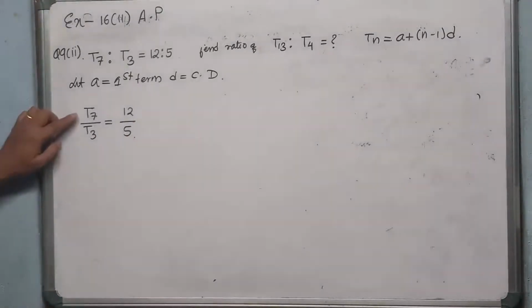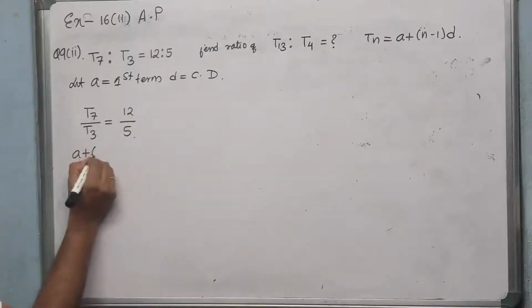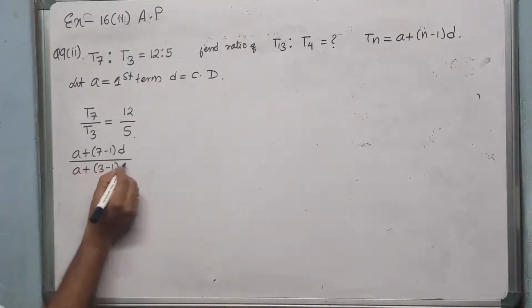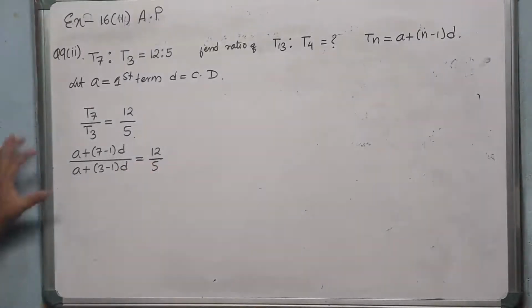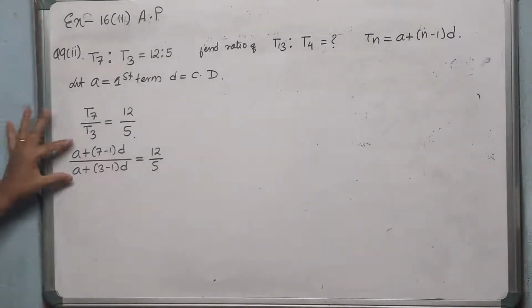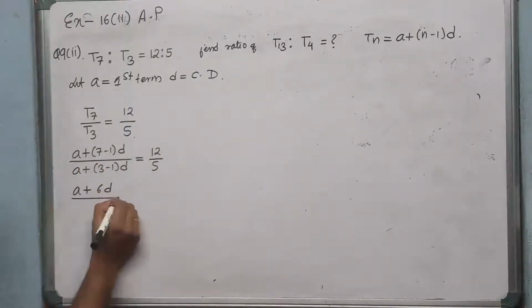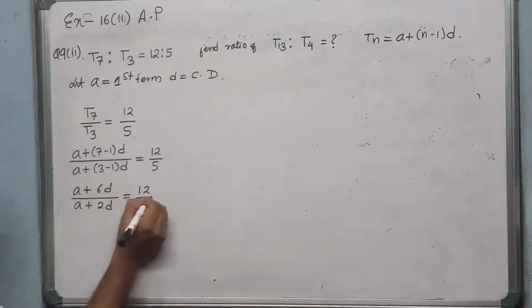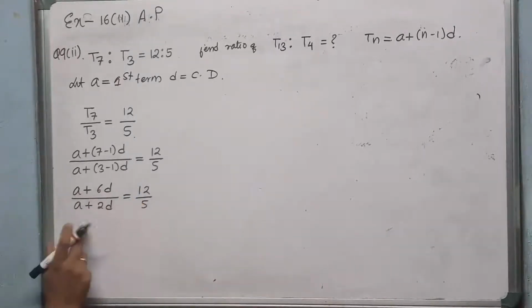Next, I'll use the formula of T7, where n is 7. T7 is given by A plus 7 minus 1 into D, divided by T3, which is A plus 3 minus 1 into D, equal to 12 over 5. Now we'll try to find the relationship between A and D from this equation. A plus 6D over A plus 2D is equal to 12 over 5. With the help of cross multiplication, we'll find the relationship between A and D.